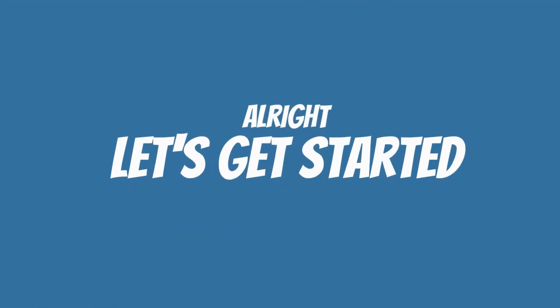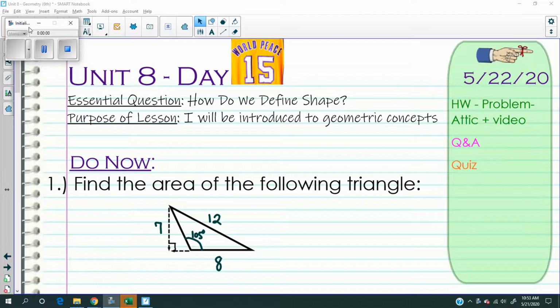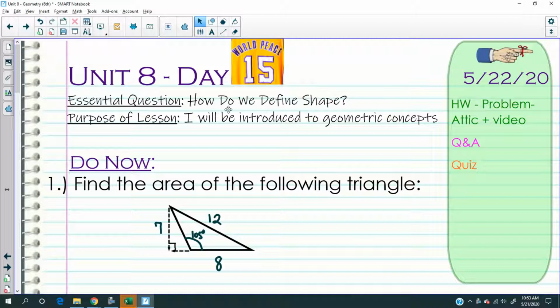Oh, there we go. There's the bell. All right. Okay, all right. So there's the do now. So press pause, do that real quick, and then we'll go over it.